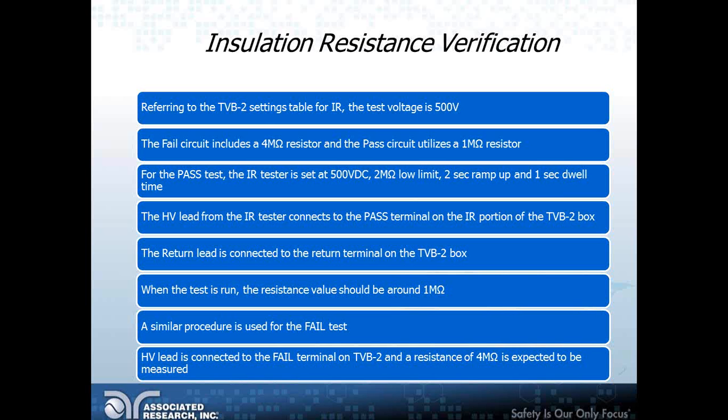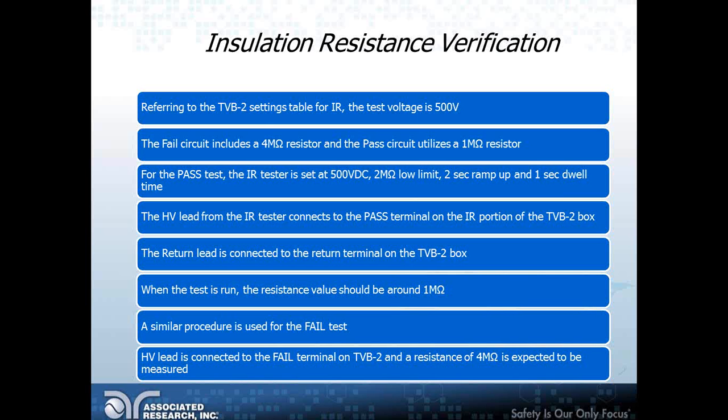The first test is a pass test. So the IR unit is set at 500 volts DC, and we're going to set a low limit of 2 mega ohm, a 2-second ramp up time, and a 1-cycle dwell time. The high voltage lead from the insulation resistance tester connects to the pass terminal on the IR portion of the TVB2 box, and the return lead is connected to the return terminal of the TVB2 box. When this test is run, the resistance value should be around 1 mega ohm, which should result in a test pass.